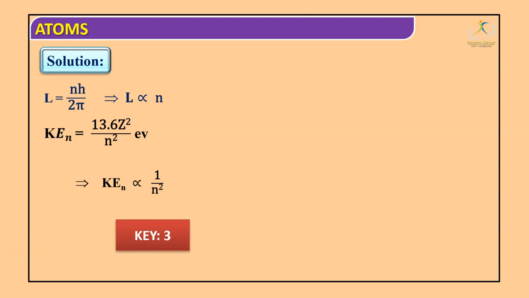To understand the step-by-step process: L is equal to nh by 2 pi. We know from here that L is directly proportional to n. And kinetic energy is equal to, we know, 13.6 Z square by n square electron volt. So from here we can say kinetic energy is directly proportional to 1 by n square. Hence the correct option for this question is 3.